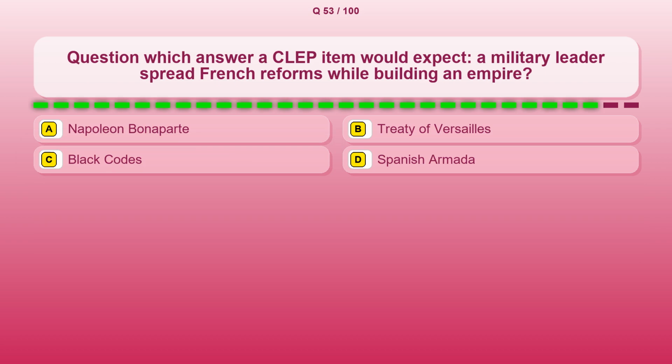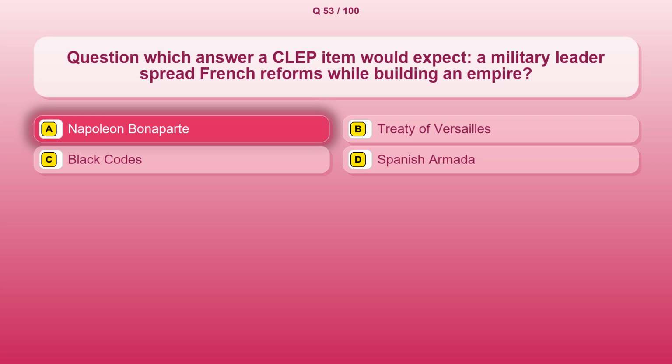Question 53. Question: which answer would a CLEP item expect for a military leader who spread French reforms while building an empire? Option A, Napoleon Bonaparte. Option B, Treaty of Versailles. Option C, Black Codes. Option D, Spanish Armada.